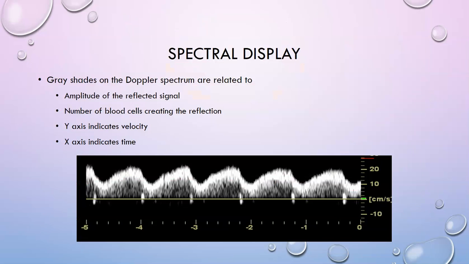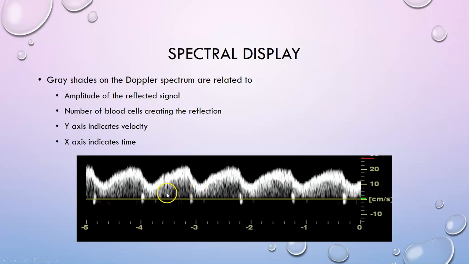On our spectral display, let's talk about that for a little bit. We haven't discussed the spectral display. The gray shades on the Doppler spectrum are related to the amplitude of the reflected signal. What that means is that the brighter the pixel in your spectral display, the more blood cells are at that velocity. The x-axis is always indicating time. The y-axis is indicating velocity.